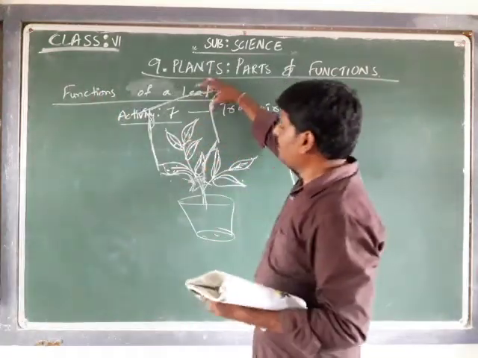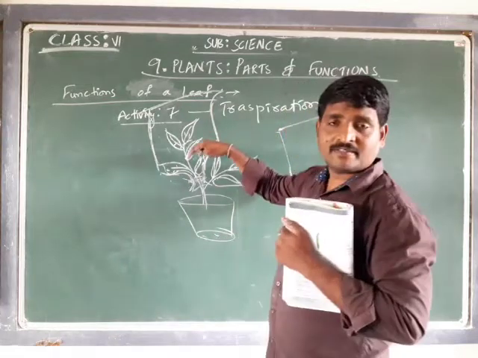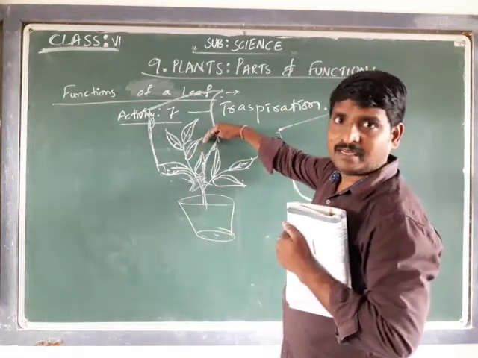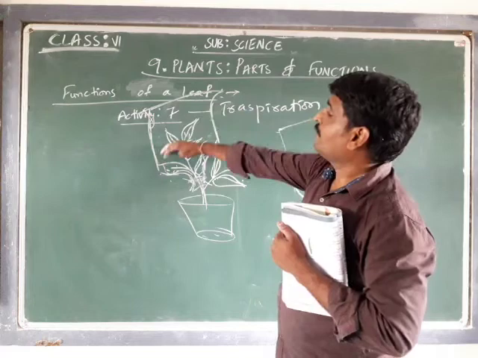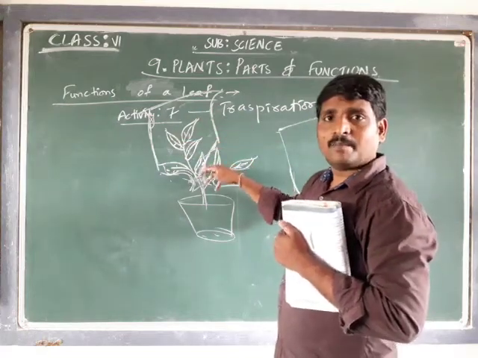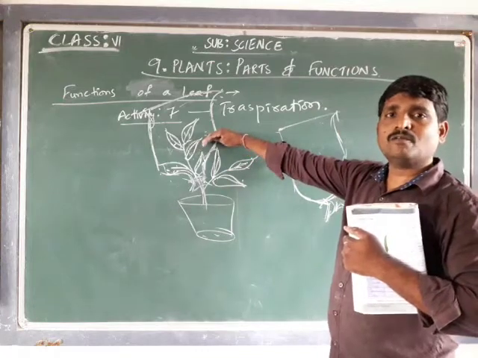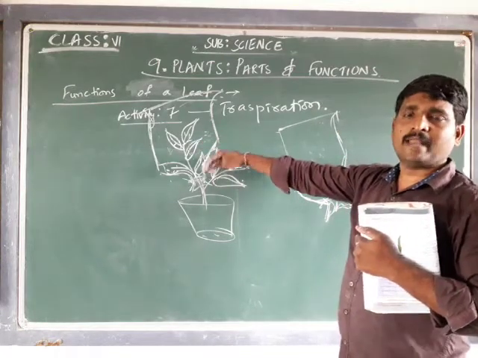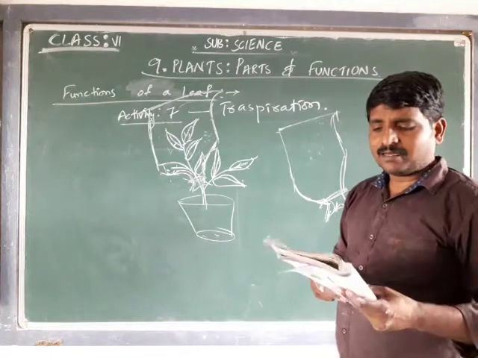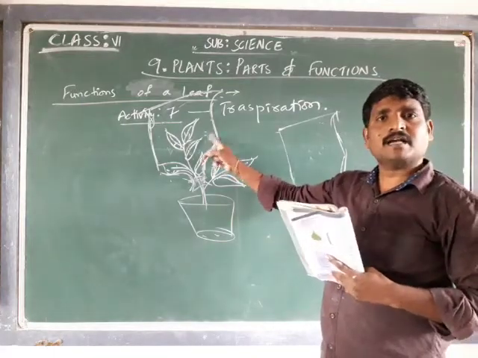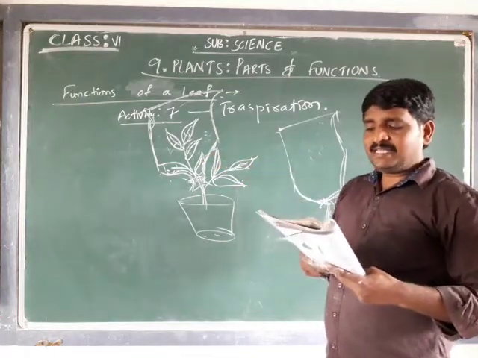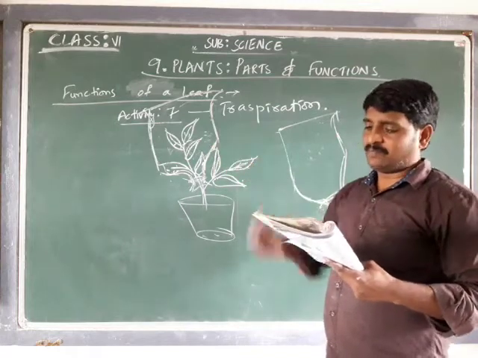When we remove these bags and look at the inner surface of the polythene bags, we notice that some water droplets are present in this polythene bag, not this one, which enclosed the leafy branch of a plant. Now where have these water droplets come from? The plant releases them.